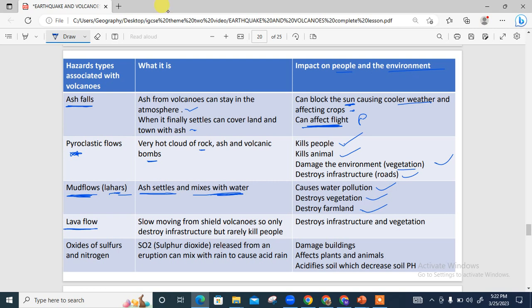So when it flows, slow moving from a shield volcano, it is slow because it's from a constructive plate boundary. So it only destroys infrastructure but rarely kills people because it's slow. So it destroys infrastructure and vegetation.